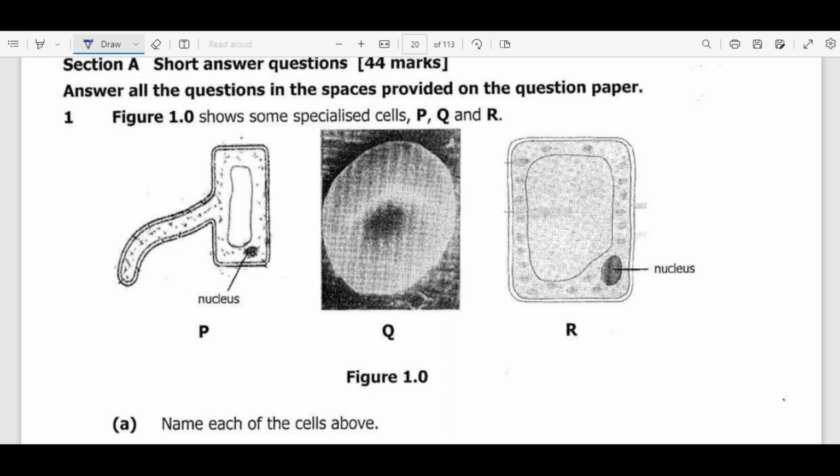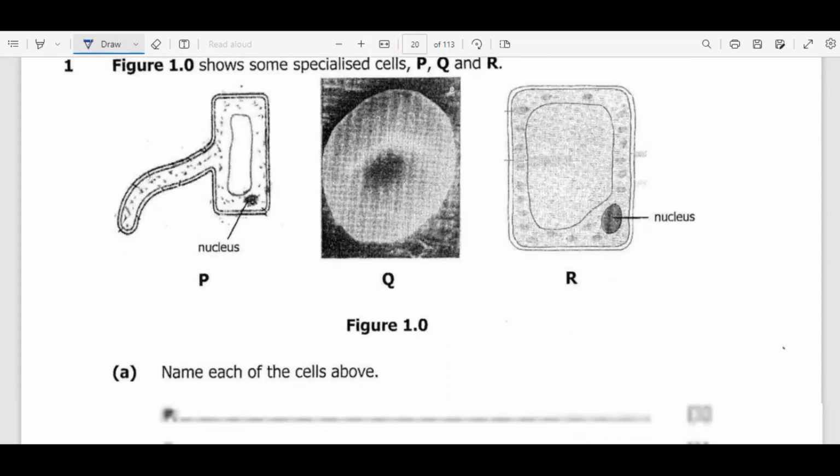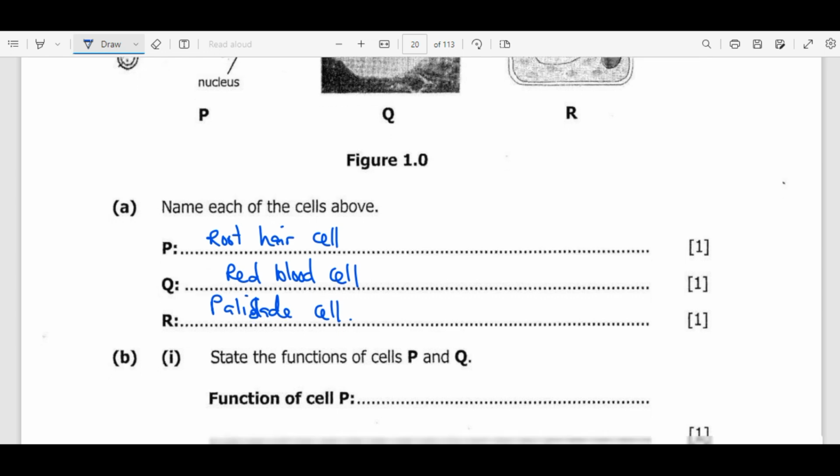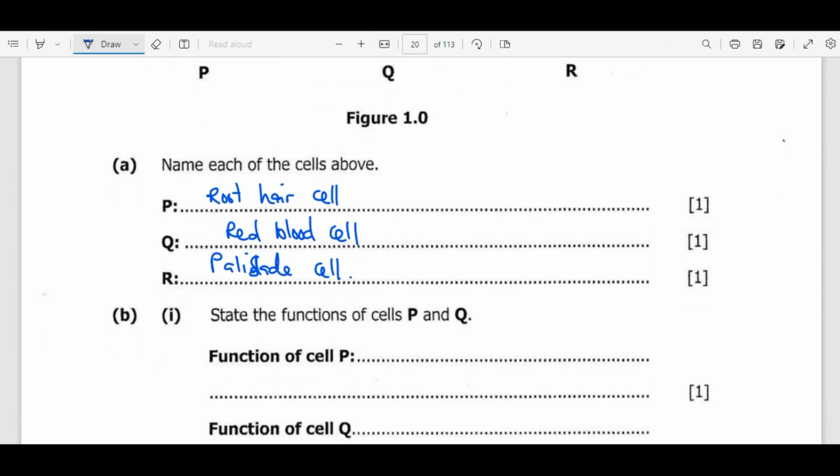The first question is: name each of the cells above. So we have to name them. P is the root hair cell. Q is the red blood cell. And R is the parasite cell.